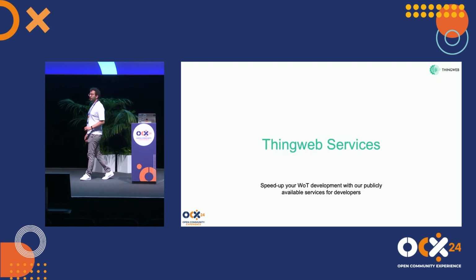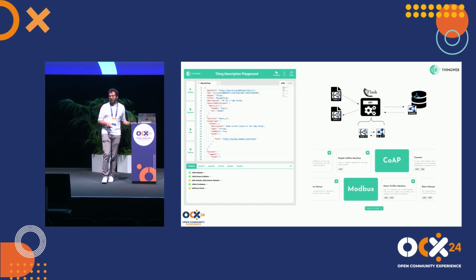At the same time, after talking with people, we have realized that some people also need things to just get started right away. So they didn't want just the code, but actually they wanted something that is just ready to use. And with this, thanks to the Eclipse Foundation, we could start hosting different services for free for us. And as you've seen, the Thingweb Playground is one such service.